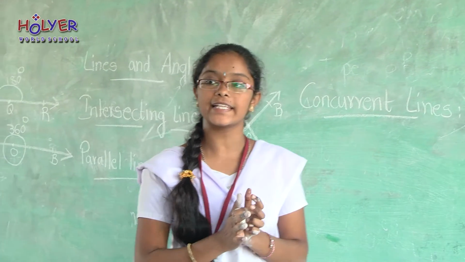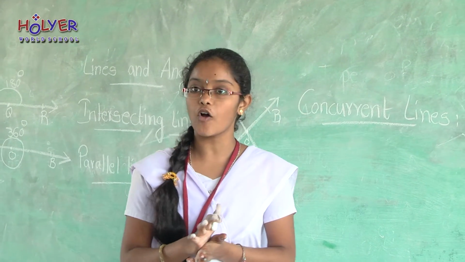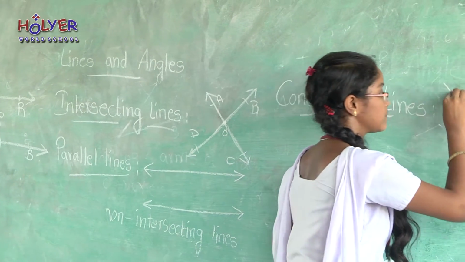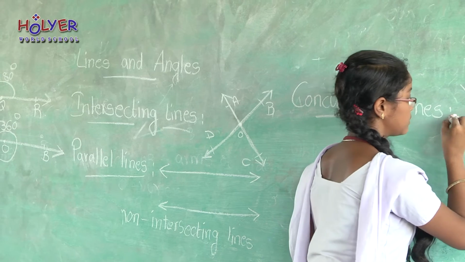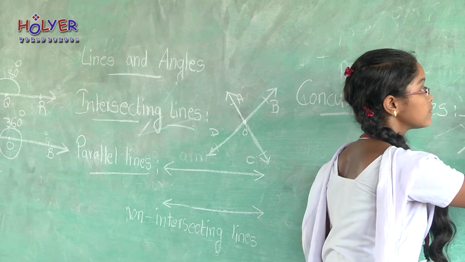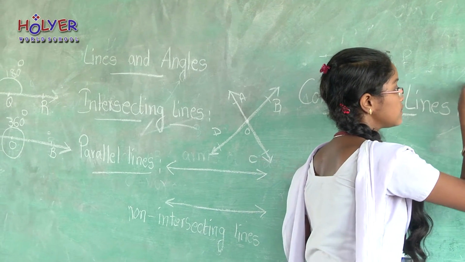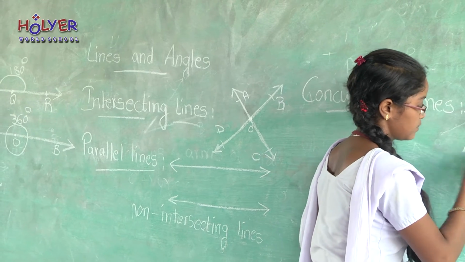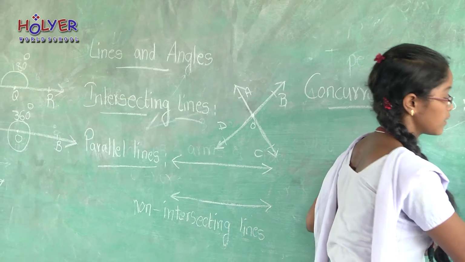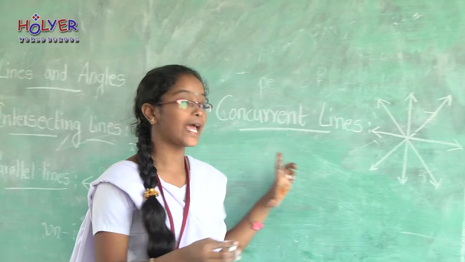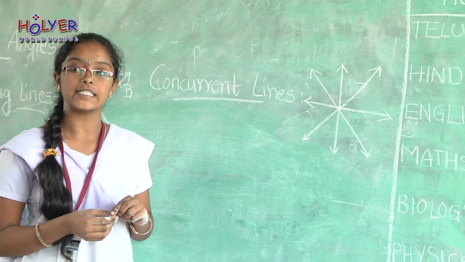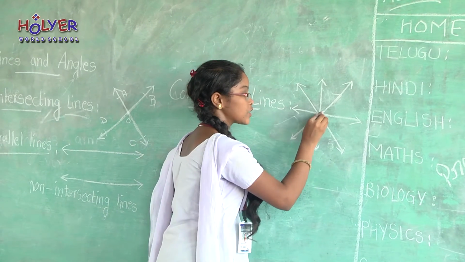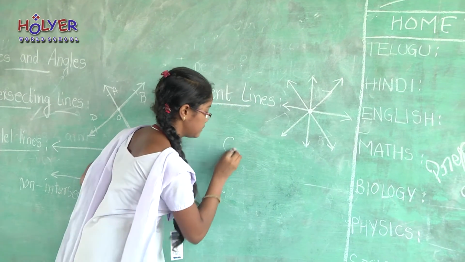If more lines meet at the same point, then the lines are called concurrent lines. We can observe many lines meet at the same point, so they are called concurrent lines, and the point where they meet is called the point of concurrence.